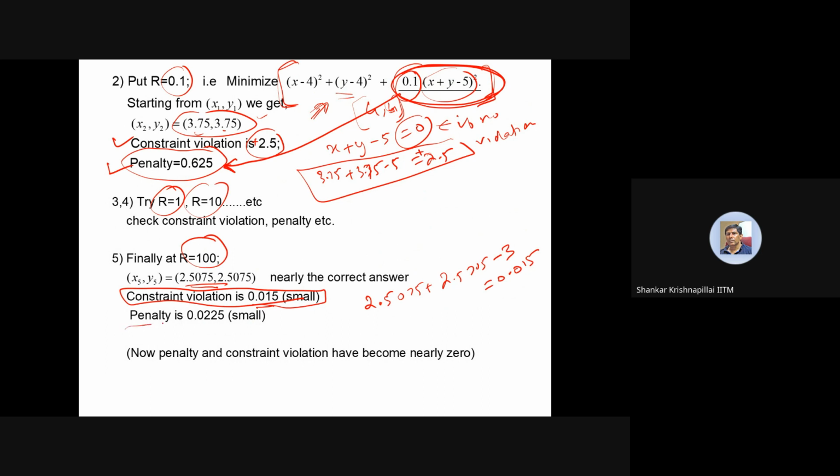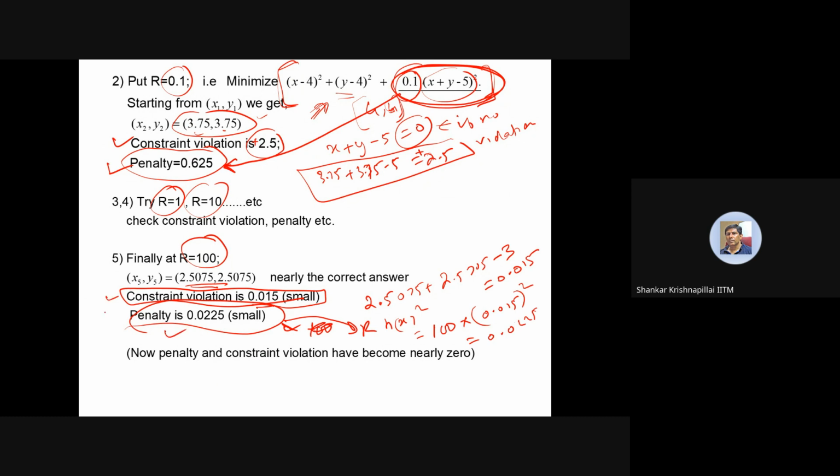And the penalty is 0.0225. So what is the penalty? That is r into h of x the whole square. So that is equal to 100 into 0.015 whole squared. It will give 0.0225. So the penalty and the constraint violation have become very small.